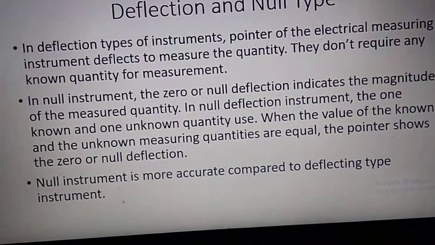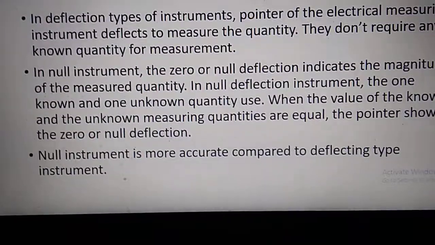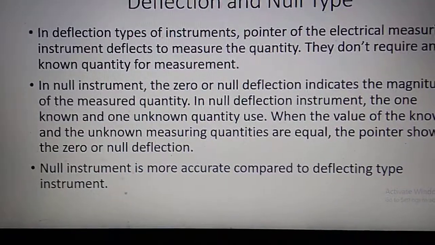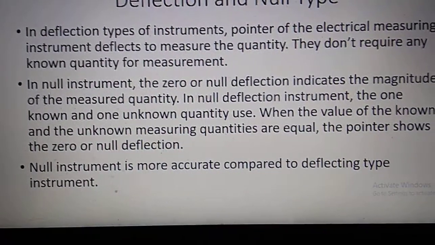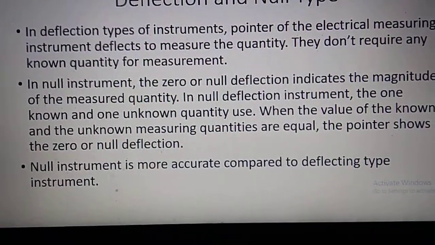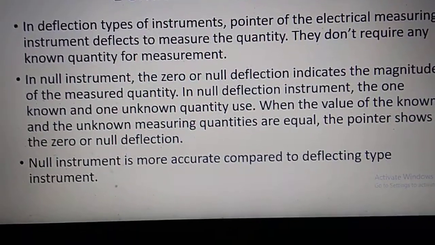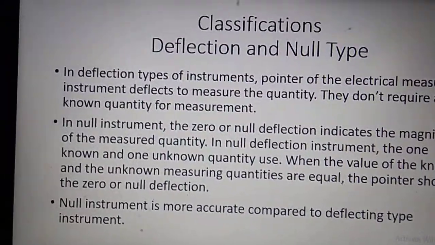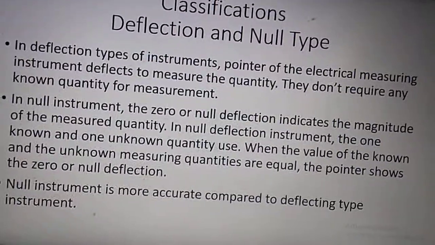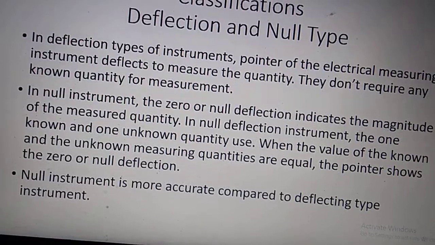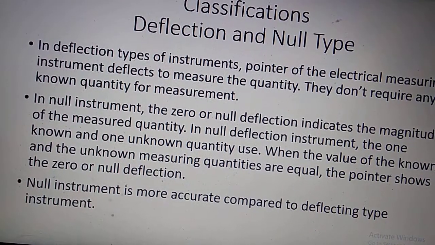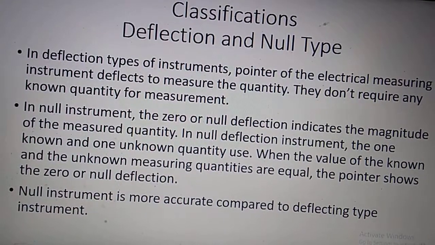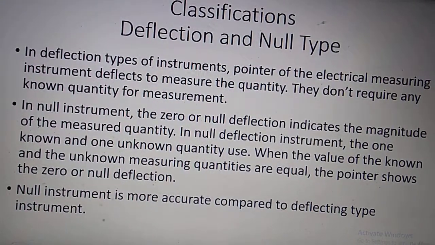In null type instrument, the case is something different. In deflection type instruments, we don't require any other quantity for reference, but in null type instrument we have to use a reference value. Comparing with that reference value, the null instrument gives zero reading if the quantity being measured has the same value as the known quantity.